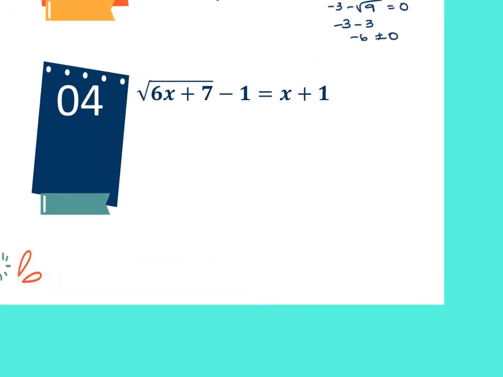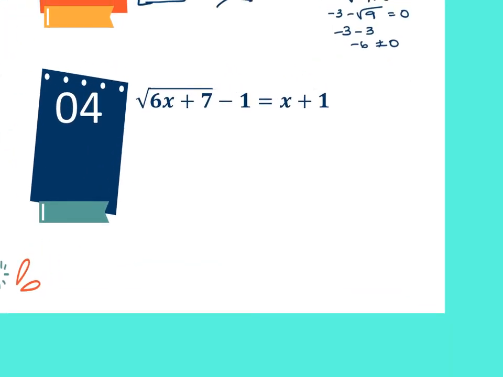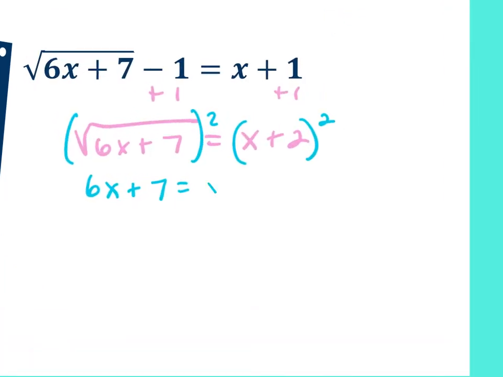Okay. So 4. What would you do first? Add 1. Good. Add the 1 because I want that square root to be by itself. And I get x plus 2. Now, square both sides. Cancels on the left. Let's use our special product on the right. Square the first one. Square the last one. Double the product. This time it's a positive 4 in the middle.